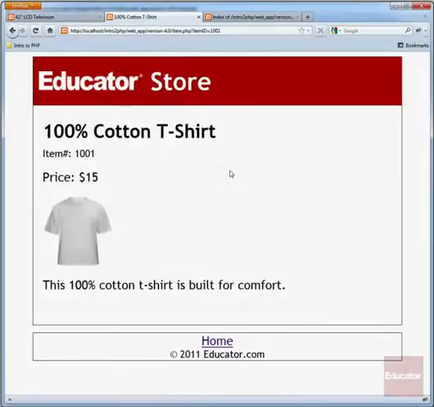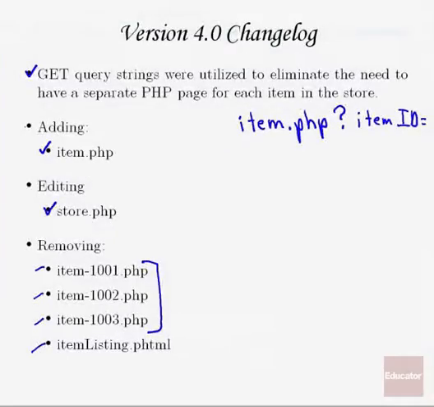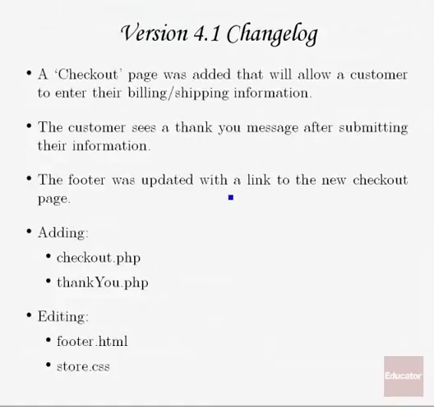So we're also going to add another thing to our web store to make it a little more feature rich, and we're going to be basically adding a checkout page. If we look at the changelog from going to version 4.0 to 4.1, we can see that we're adding a checkout page where a customer can enter billing and shipping information. After they submit, they'll be forwarded to a thank you page that says thank you for your order, and it'll output the shipping information that they had entered.